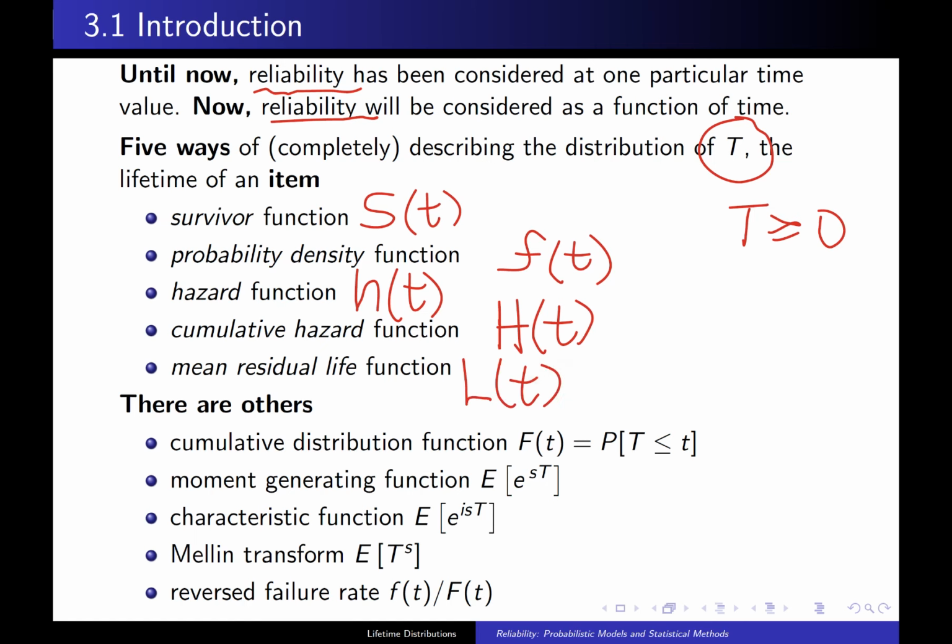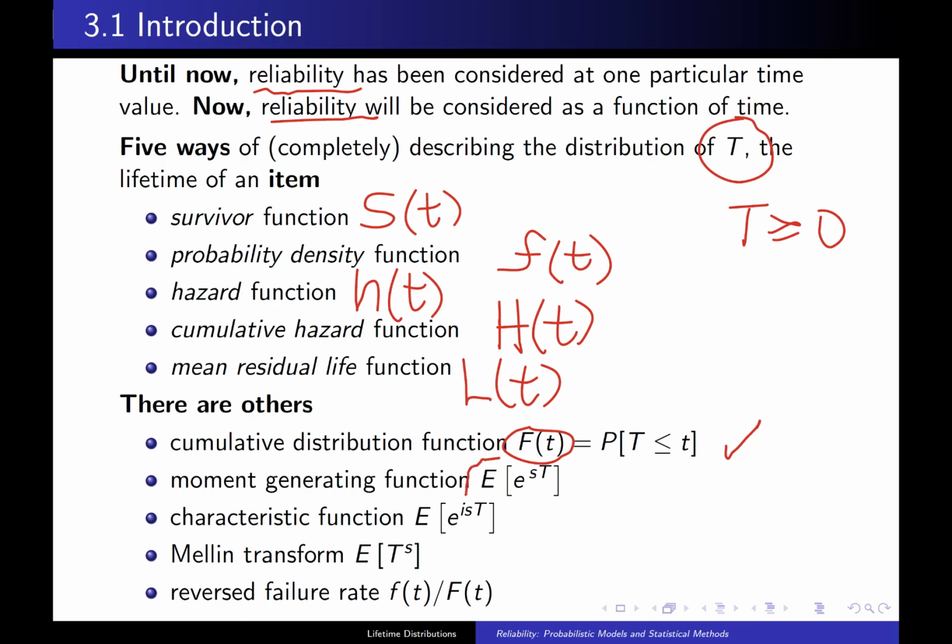Now, we did not have to choose those 5. There are plenty of others we could have chosen. One of those others is the cumulative distribution function, which is pretty commonly used in probability. Notice that the cumulative distribution function is just the complement of the survivor function. So if you understand cumulative distribution functions, you'll have no problem picking up survivor functions.